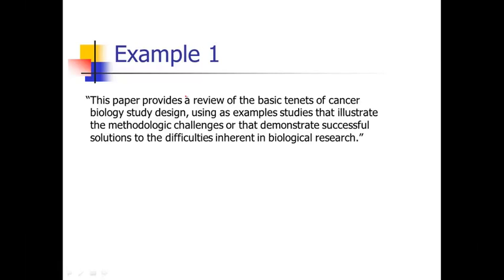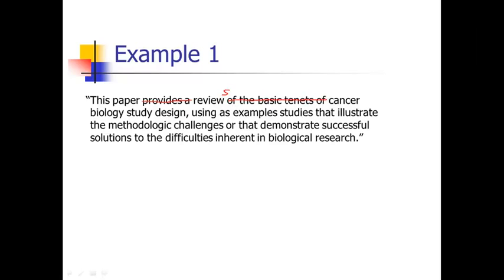So, "this paper provides a review of." Well, that's a long way to say "this paper reviews," right? This is an instance where we've taken a nice spunky verb, review, and turned it into a boring noun, a review, and paired it with a boring verb, provides. So we can just change it to "this paper reviews." Then we get to "of the basic tenets of cancer biology study design." Well, "the basic tenets" doesn't really add much for the reader. It's so vague that it doesn't help the reader understand what you're trying to say. So we can just get rid of "basic tenets."